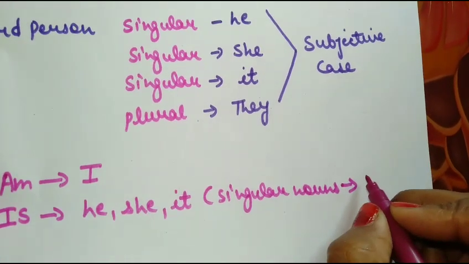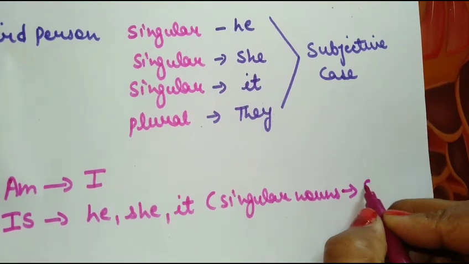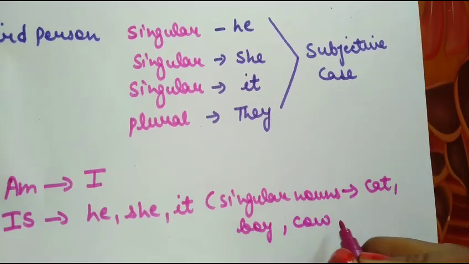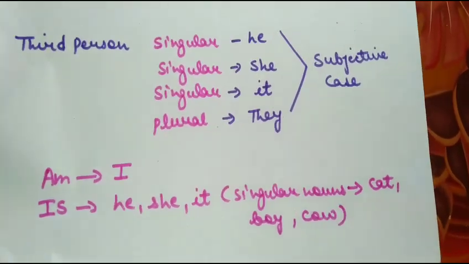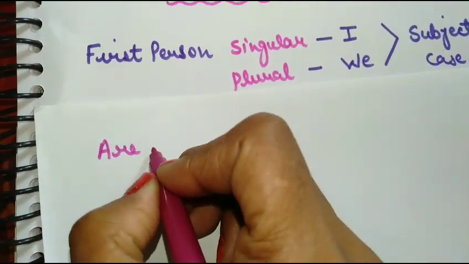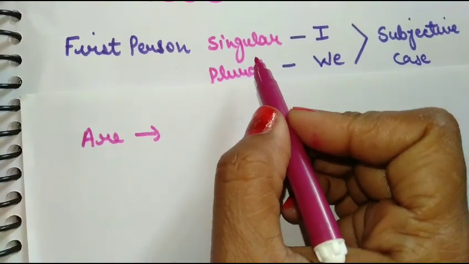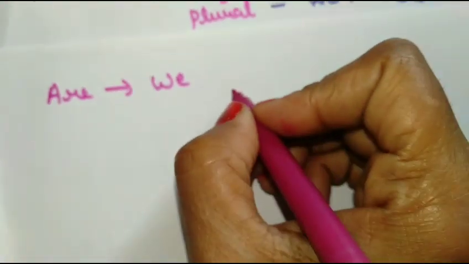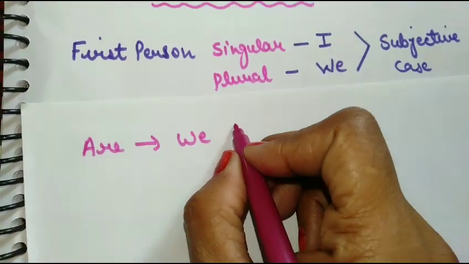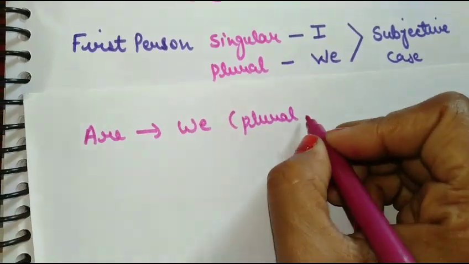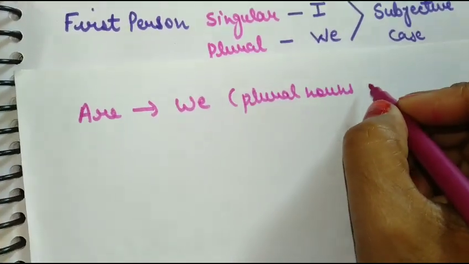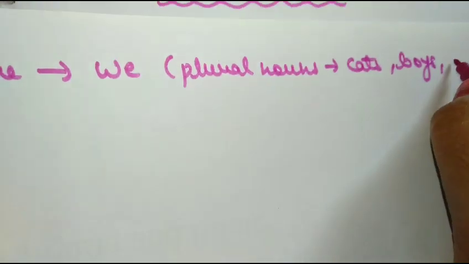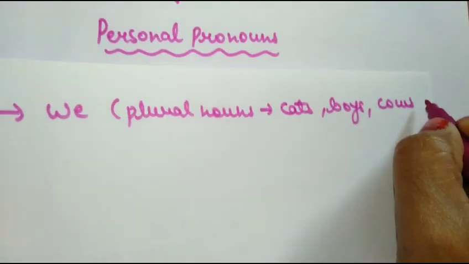I am taking some examples. There are many singular nouns, cat, boy, cow, etc. Are is used with first person plural, that is we, and also with plural nouns. Cats, boys, cows, etc.